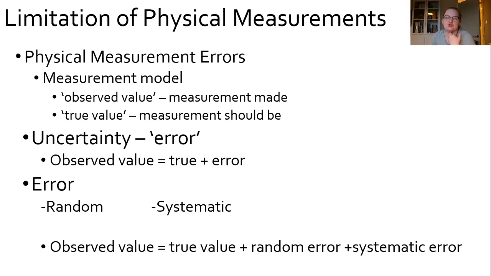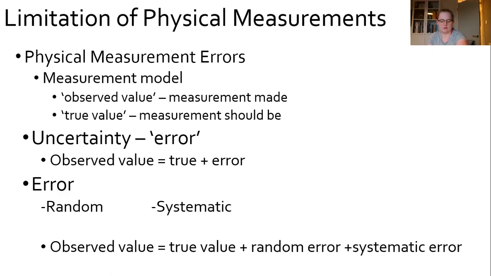Now, our error can be due to two things. It can be due to either a random error or a systematic error, or it can be both. So technically, our equation for our uncertainty can be our observed value equals our true value plus random error plus systematic error. There's probably always going to be some random error that comes into play. Systematic error, not necessarily, but that is the full equation for it.